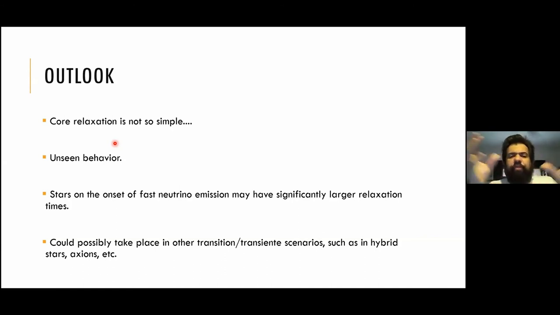So for instance, if we have a hybrid star, and you have the onset of quark matter at some mass, say a neutron star before 1.6 solar masses is purely hadronic, and after 1.6 solar masses it starts to have the seed of quark matter, then we believe we're going to have a similar effect. Between this transition, once the quark matter sets in, we're probably going to have a similar effect. And other scenarios, like axion cooling, and you can think of other things that might take place inside a neutron star that might change this cooling behavior.